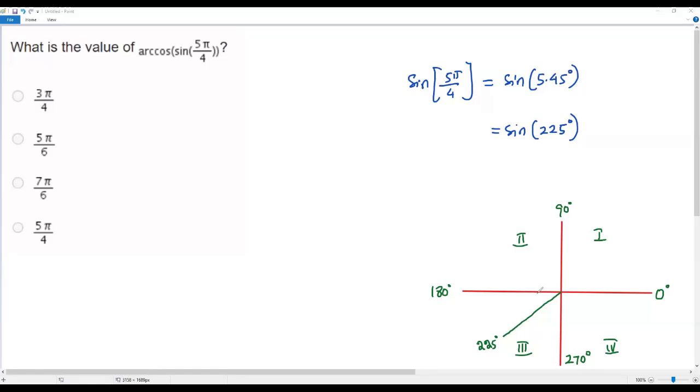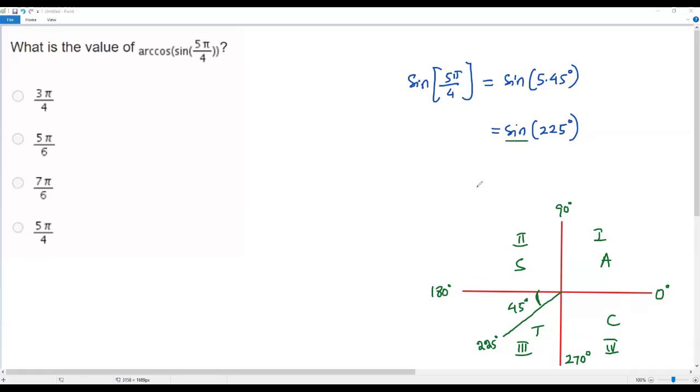What is the reference angle over here? Reference angle is nothing but the difference between 225 and 180, so that is 45 degrees. Also we must be aware of the ASTC concept. In the first quadrant, all trigonometric ratios are positive. In the second quadrant, sine and its reciprocal cosecant are positive, the rest are negative. In the third quadrant, tangent and cotangent are positive and the rest are negative. In the fourth quadrant, cosine and its reciprocal secant are positive, the rest are negative.